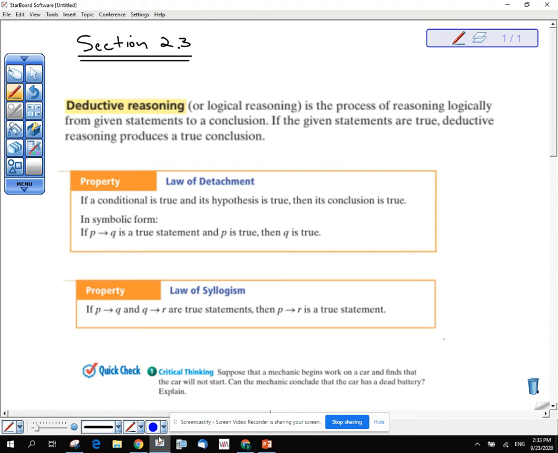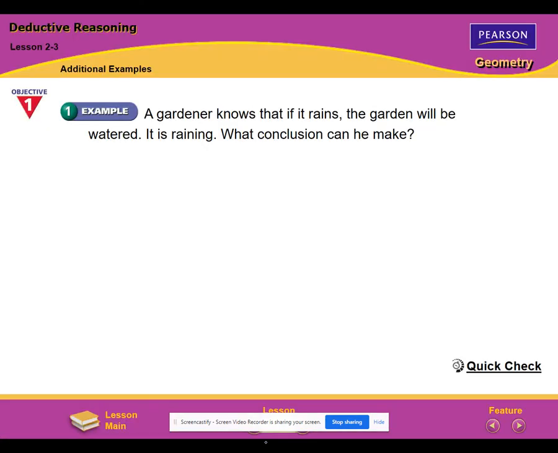And we're going to be using deductive reasoning, and there's a definition for you, but basically deductive reasoning is the reasoning that you're using when you're using the two laws of this section, the law of detachment and the law of syllogism. Okay, now first let's look at an example.